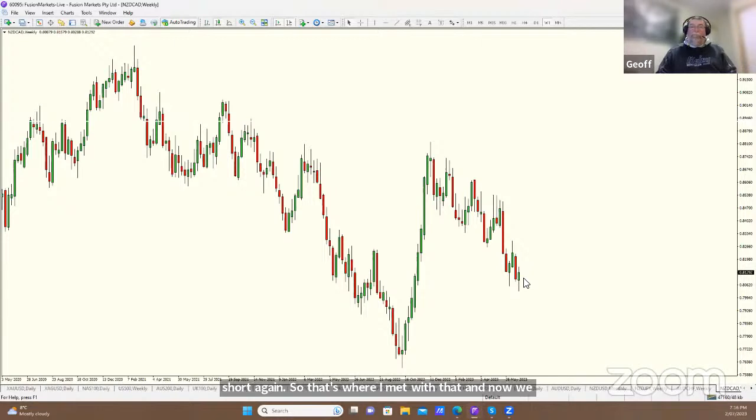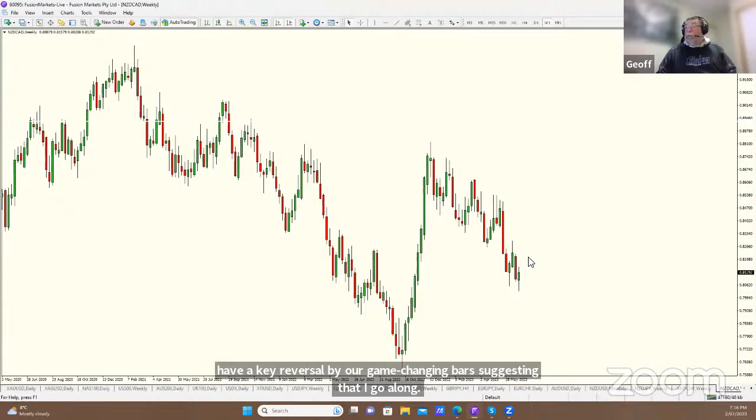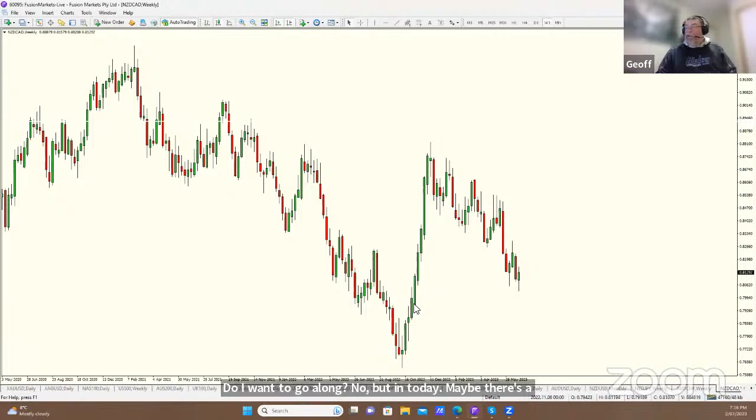Do I want to go long? No. But intraday, maybe there's a chance that we go back to this level. And I get that. That's all good. But the game changer bar is not giving me the right signal right now.